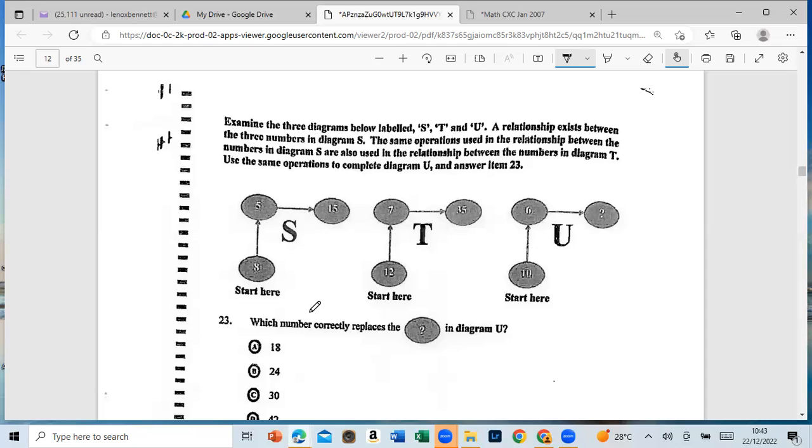All right, look at it very carefully. I think I've seen the relationship now. It's a very nice question. I like it, guys.